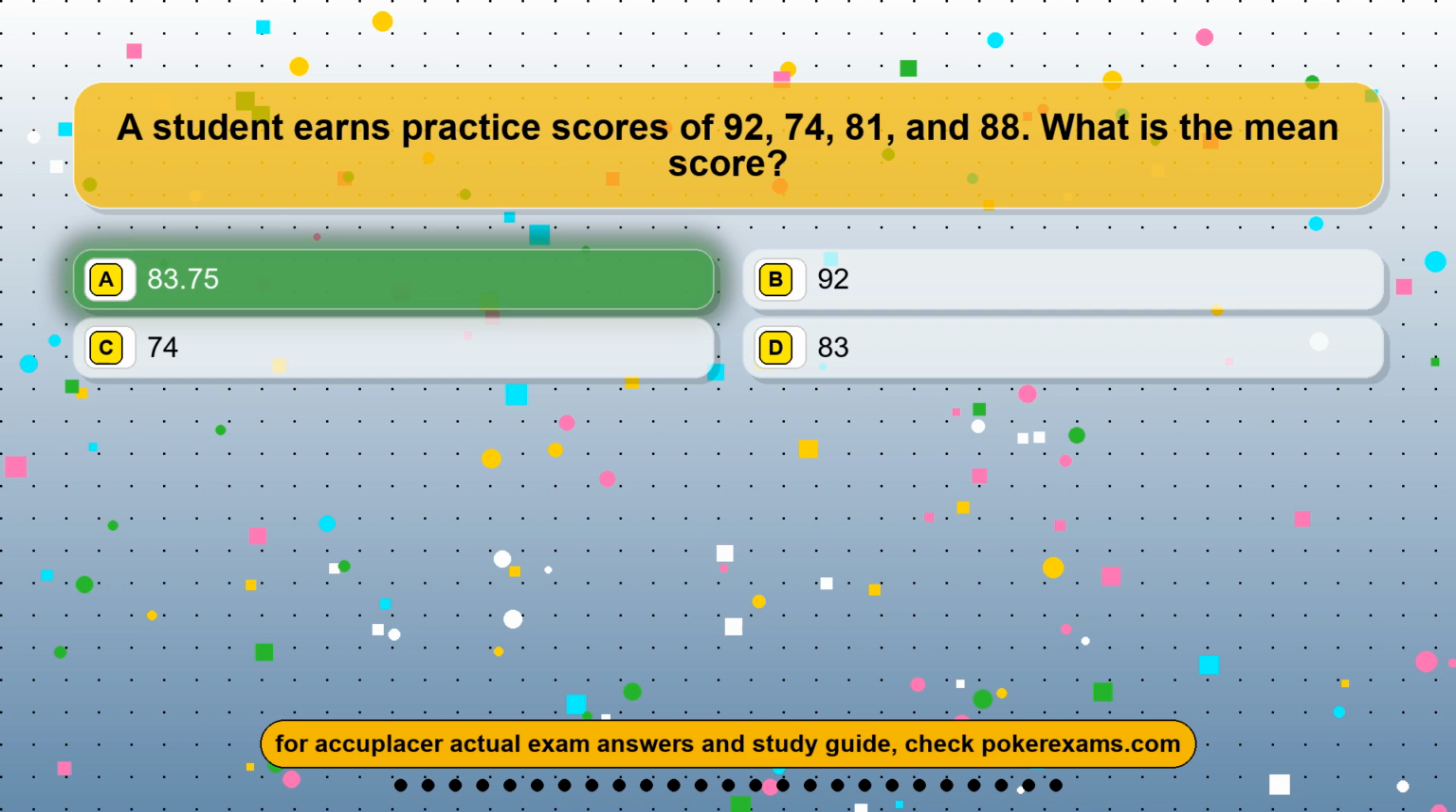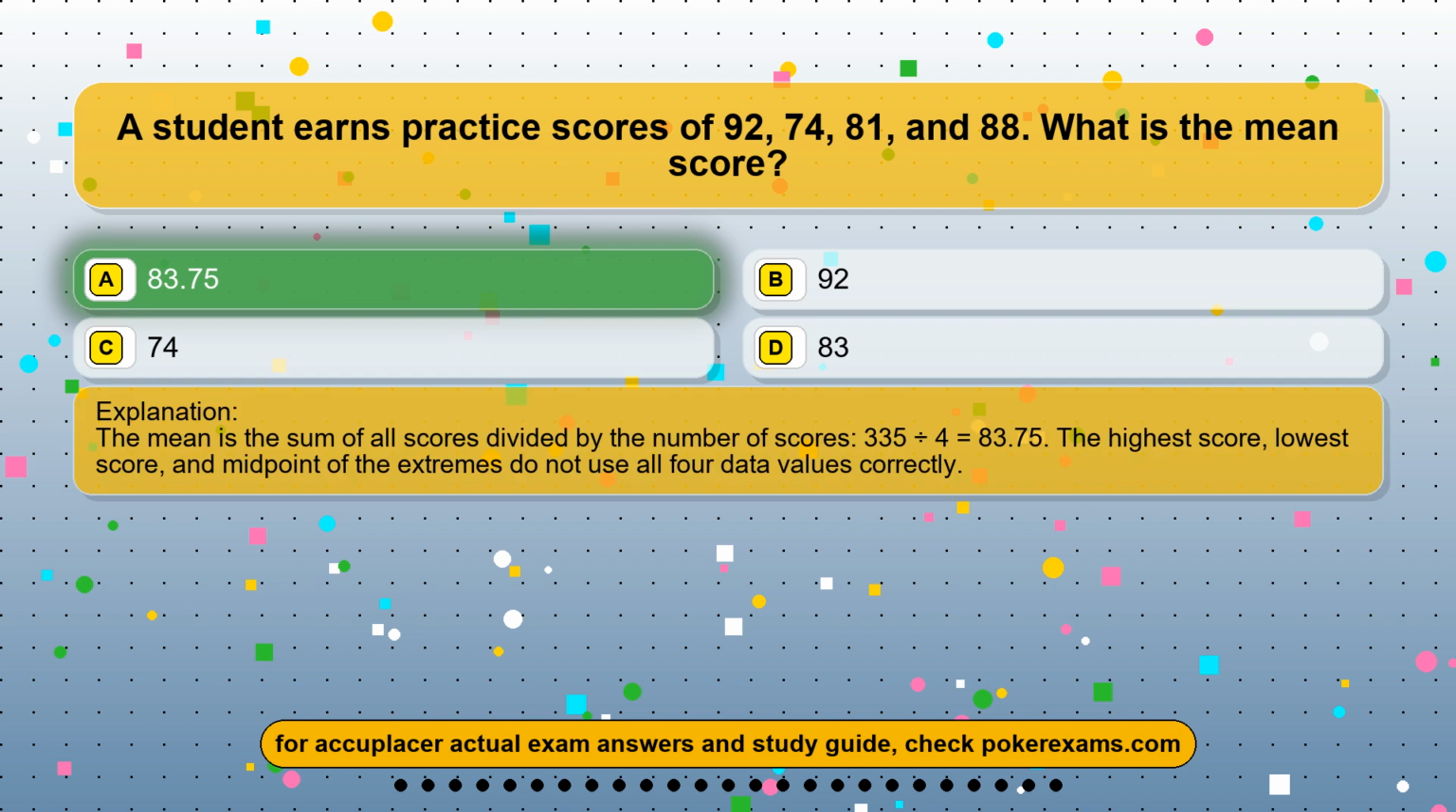The correct answer is option A, 83.75. The mean is the sum of all scores divided by the number of scores. 335 divided by 4 equals 83.75. The highest score, lowest score, and midpoint of the extremes do not use all 4 data values correctly.